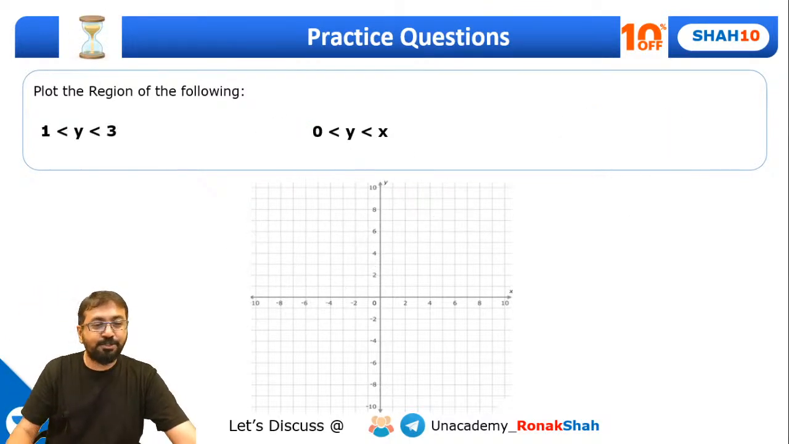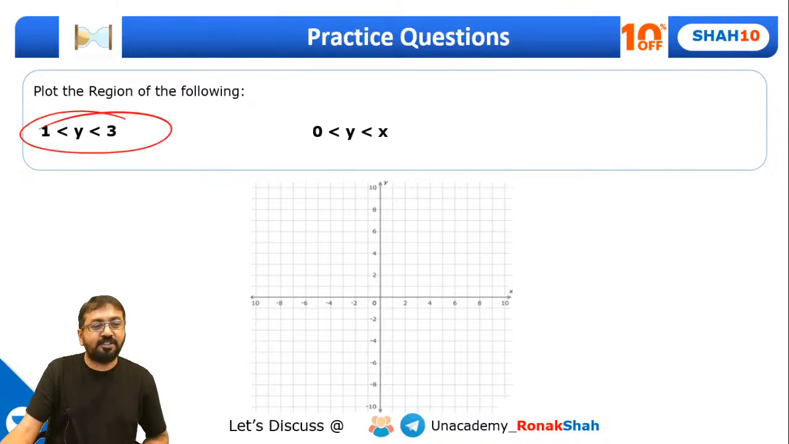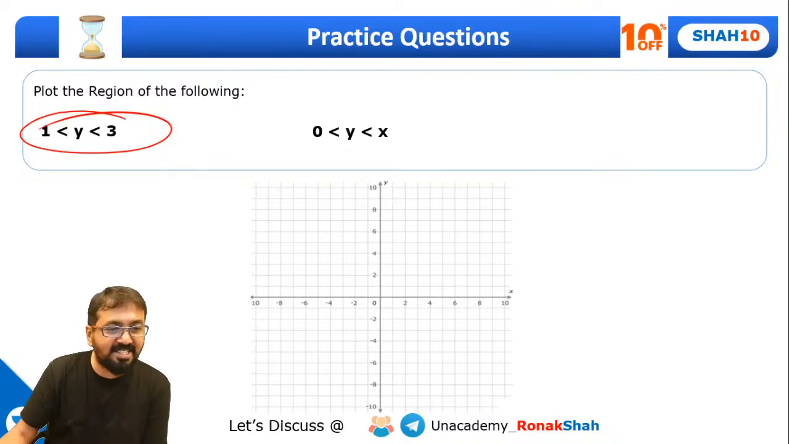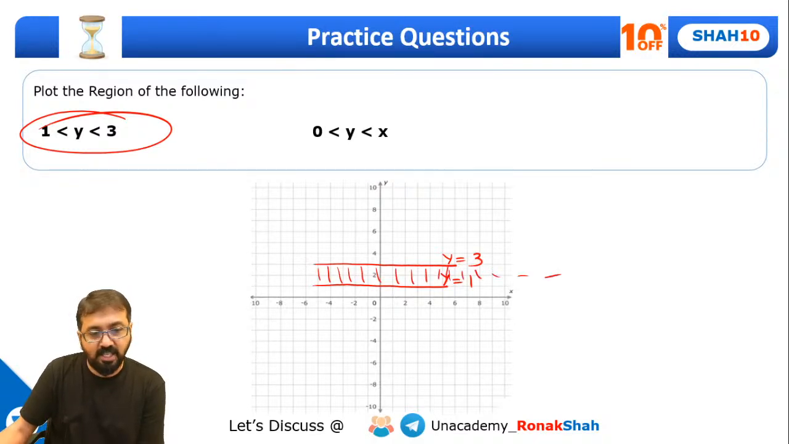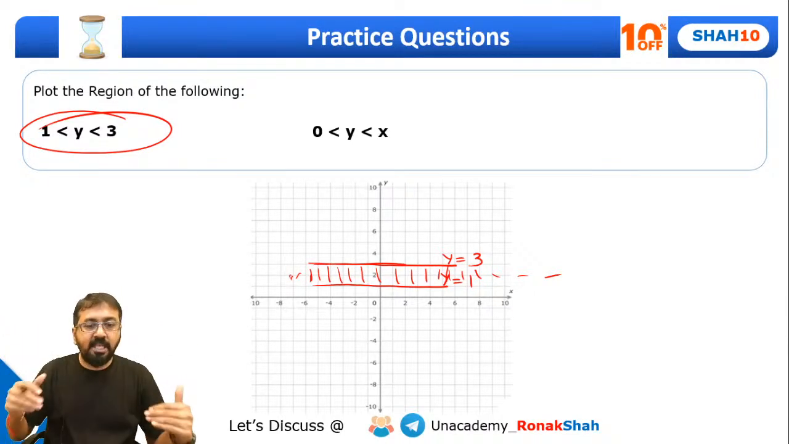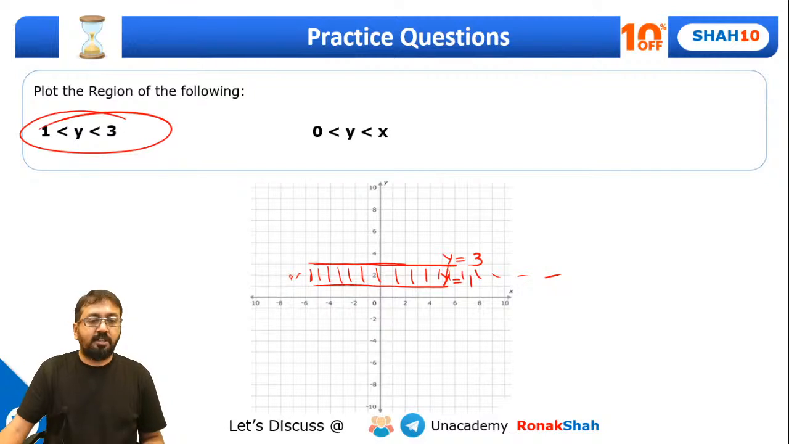Great, guys. So why don't you try for this one? Can you please plot the region for this one? Now it should be a cakewalk. Isn't that? Y between 1 and 3. So y equal to 1, it will be this line. Y equal to 3, it's this line. So we need to take all the points between this. Of course, it will be infinite. So this strip will be the solution region for y between 1 and 3. Very simple.